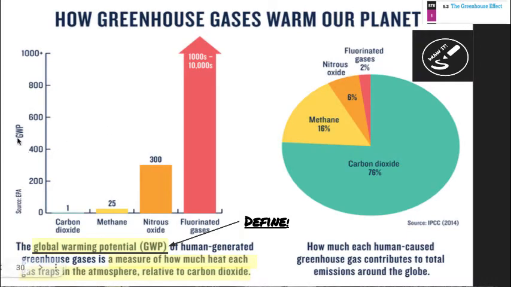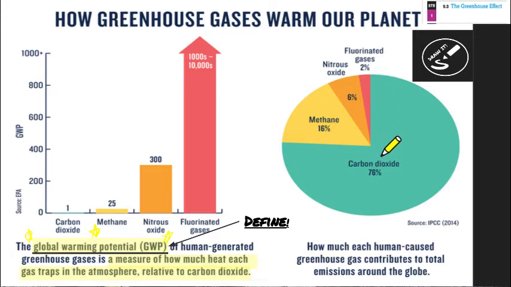How do greenhouse gases warm our planet? They're not all created equal. When we look at these greenhouse gases, they have this term that we'll need to get in our notes here, this global warming potential, all right? Global warming potential, often abbreviated GWP, refers to how much heat each gas traps relative to carbon dioxide, and you'll see that on the next table. It also refers to how much of each human-caused greenhouse gas contributes to total emissions around the globe.